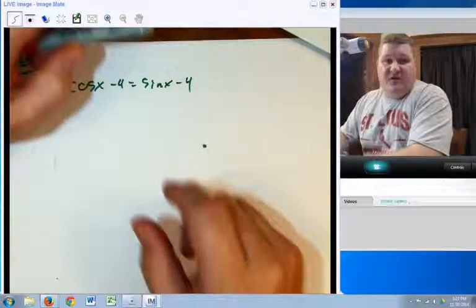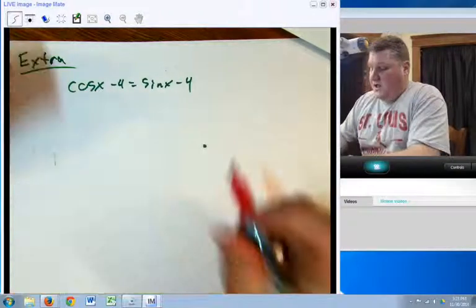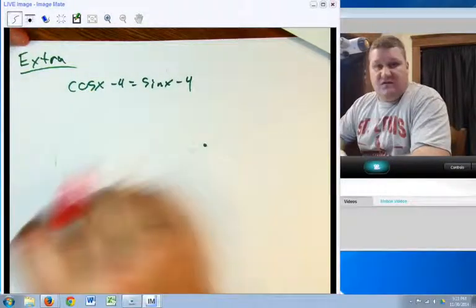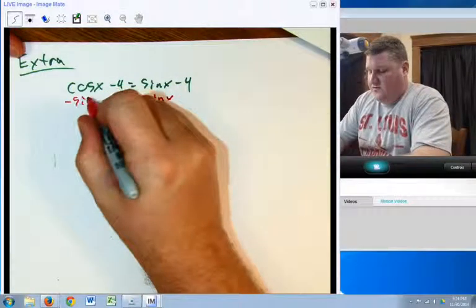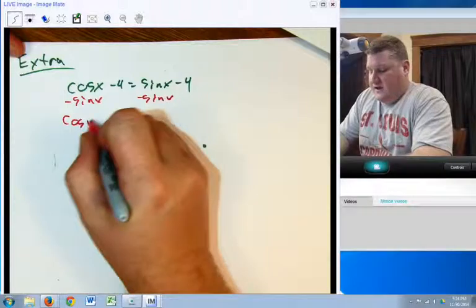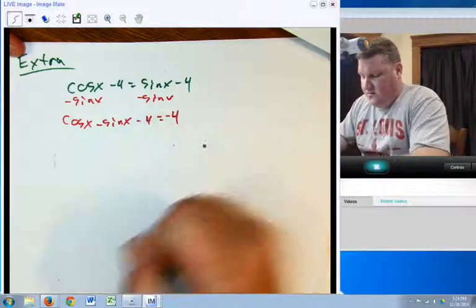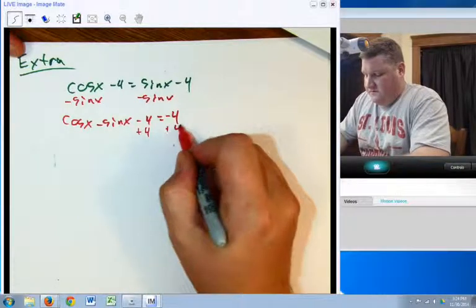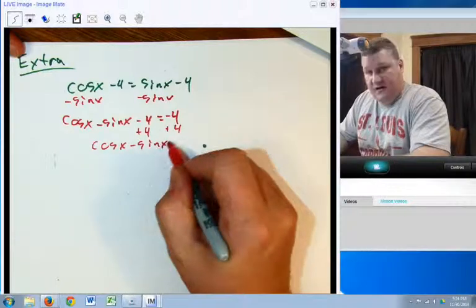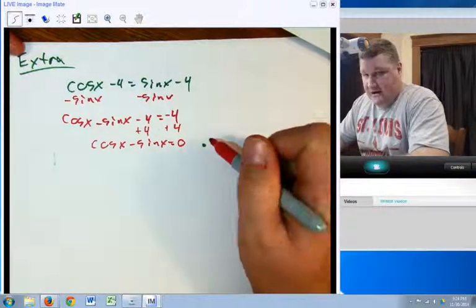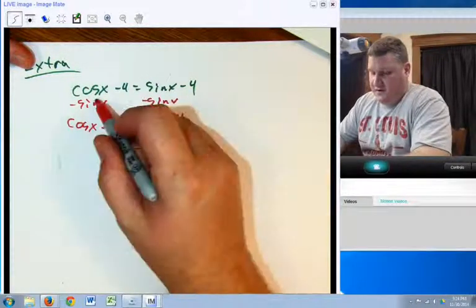Okay, promised you a few more extra examples for trigonometric solving, so here we go. In this case, we have sines and cosines on both sides. Problem is, if I just subtract sine x off both sides, I have cosine x minus sine x minus 4 equals negative 4. Add 4, I get cosine x minus sine x equals 0. I don't know what to do with that because those are not squared. There's not anything. So I don't love that.